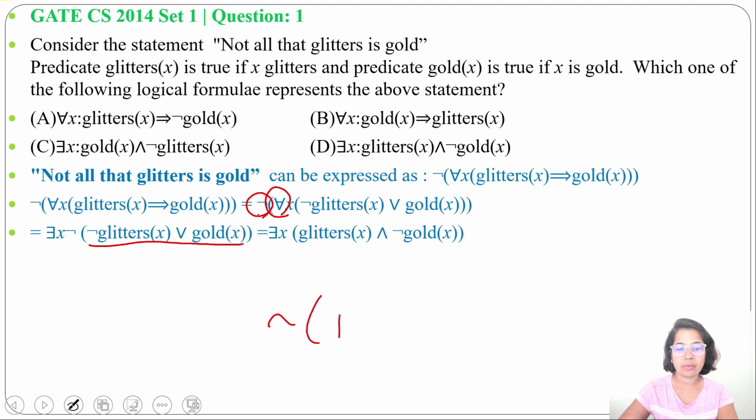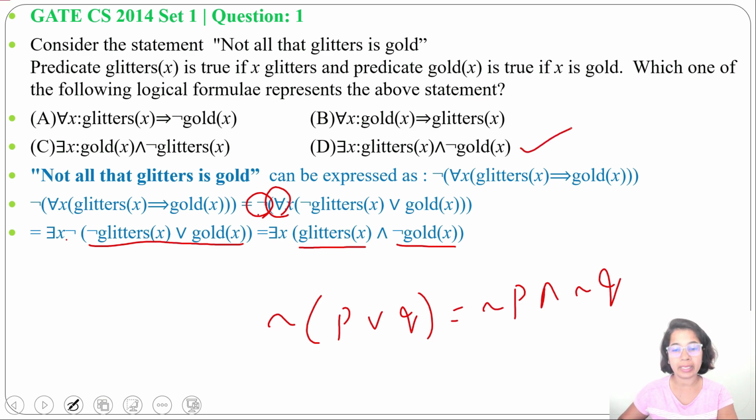Now negation of P or Q is equivalent to negation of P and negation of Q according to De Morgan law. So here we'll apply De Morgan law, negation of negation will be positive. So glitter of X and negation of gold of X. It's present in option D. So the answer will be option D.